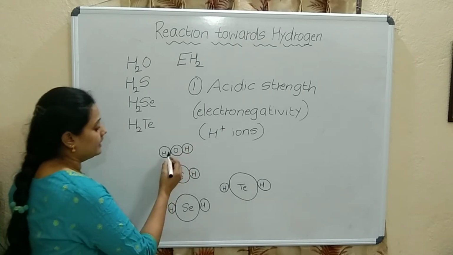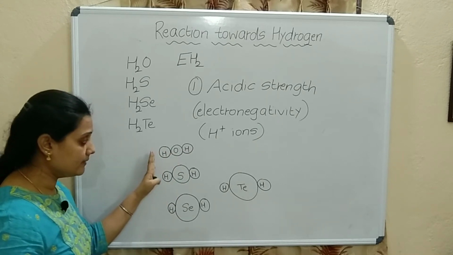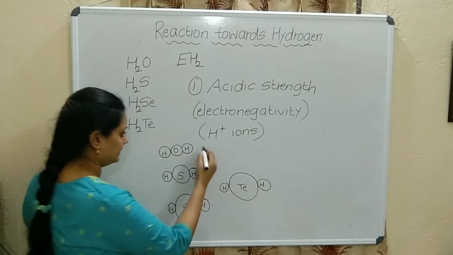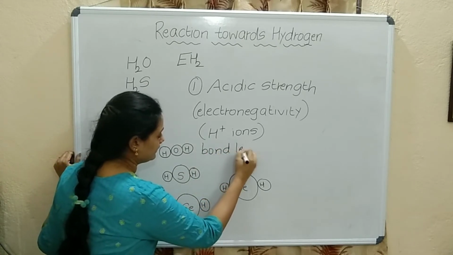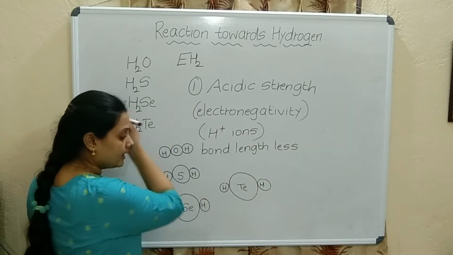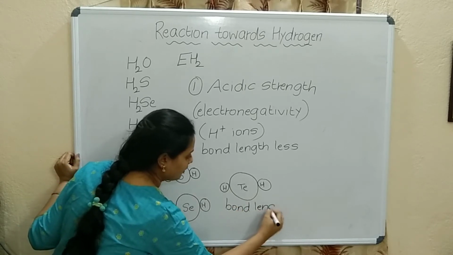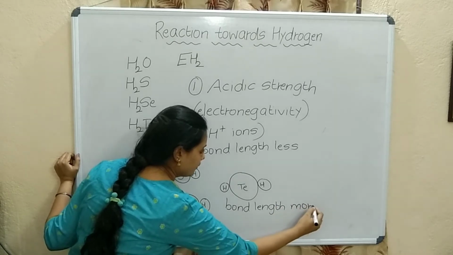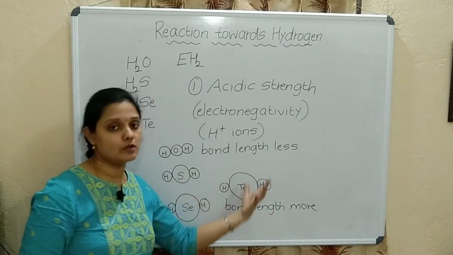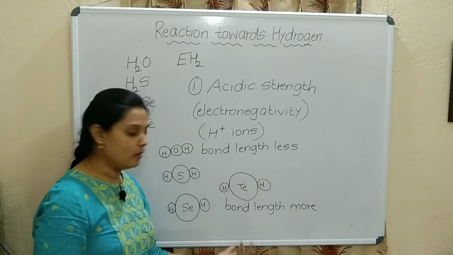Now check here. Over here the bond length is less. We'll compare the oxygen and tellurium hydrides. The bond length over here is less in the case of the oxygen hydride. In tellurium, the bond length is more. Why? Because the size is more. Correct? Bond length is more in tellurium hydrides because the size is bigger.